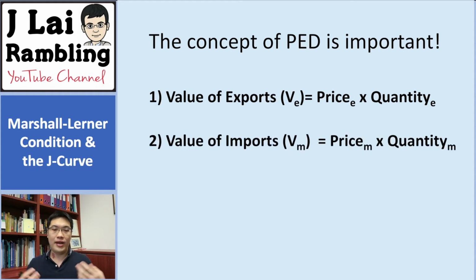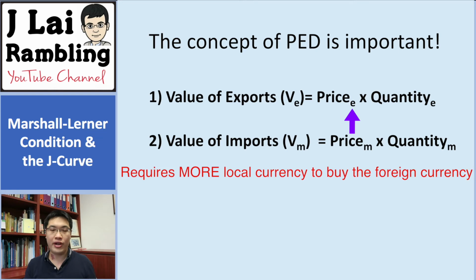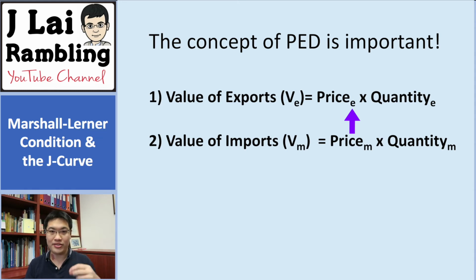Secondly, let's look at the perspective of the value of imports. The value of imports is the price of imports multiplied by the quantity of imports. When we have a devaluation, okay, so your currency is less valuable, the price of imports will then go up because you require more of your local currency to buy that foreign currency. Okay, and so therefore, if you're the government and you want to improve the balance of trade, do you want people to buy a lot less when the price goes up?